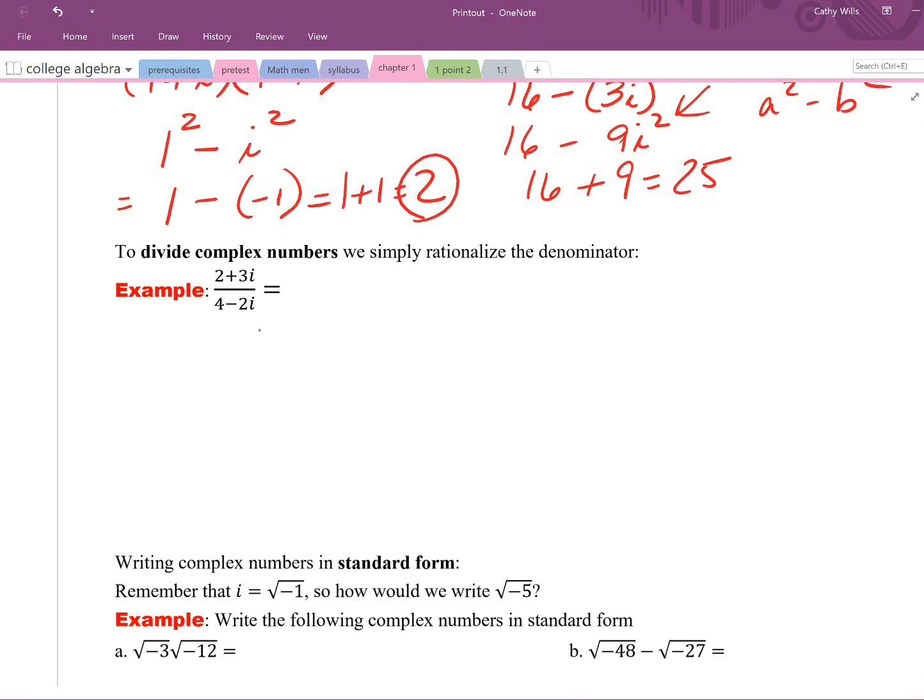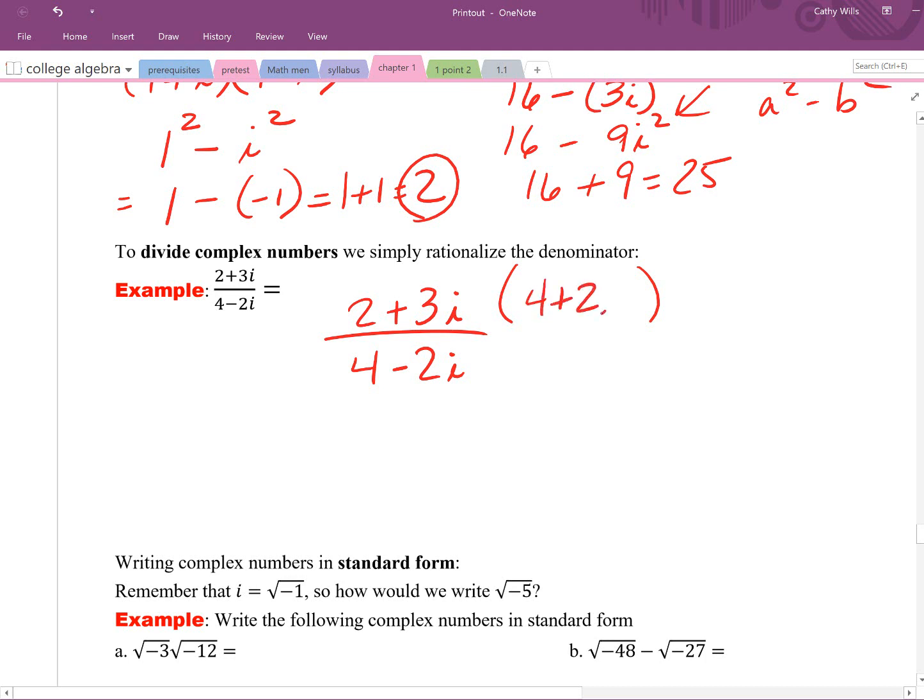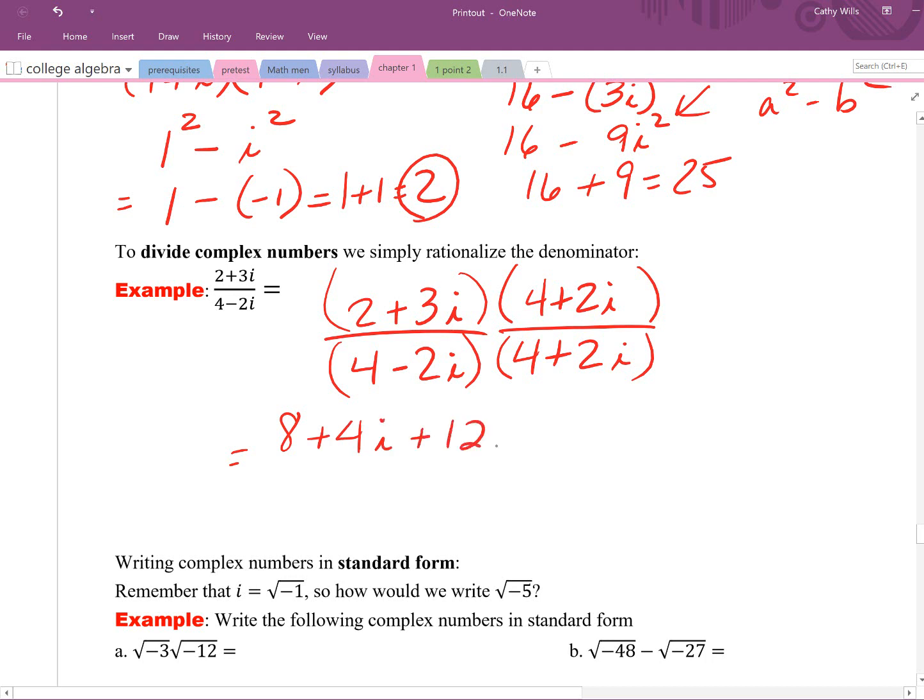Whenever you have a complex number in the denominator, you do have a radical in the denominator. So you have to multiply the top and the bottom of that fraction by the conjugate of the denominator. So you multiply the top by 4 plus 2i, and you multiply the bottom by 4 plus 2i. On top, you just multiply it all out. First, outer, inner, last, so 8 plus 4i plus 12i plus 6i squared all over 16 minus 2i squared.